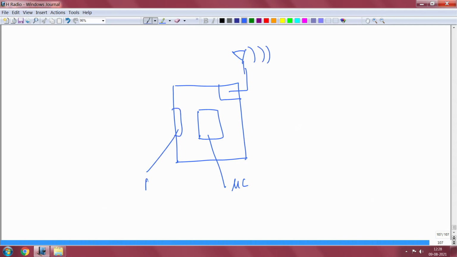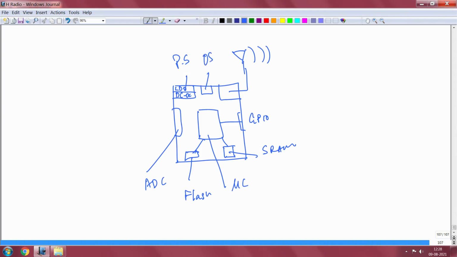You have ADC and you have GPIO, these are all the GPIO ports. We can quickly write them though, and this is the SRAM, then you have flash, then you have power supply, we can put here LDO, you can put DC. So I will call this the power supply block. Then you have the oscillator block, this can be either internal or it can be crystal or it can be completely external from the board, any one of them. So okay, all of them are connected and so on.